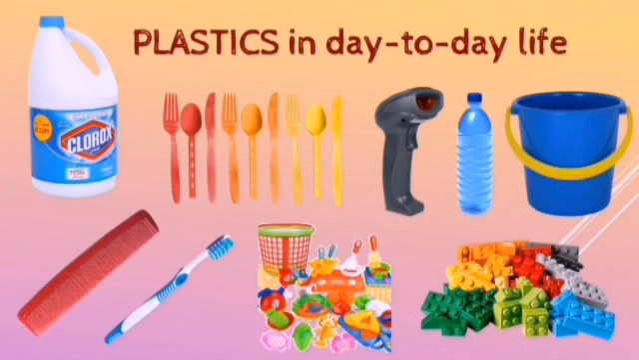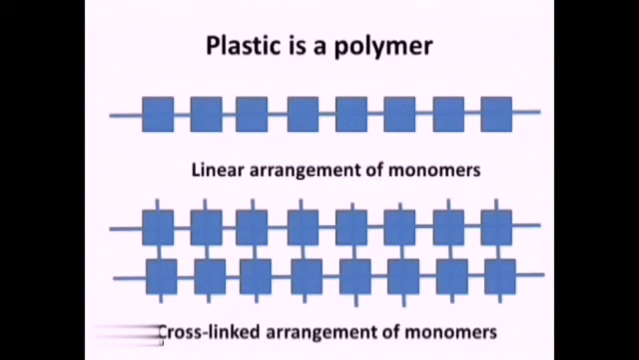There are two types of arrangement of monomer units in plastic. In some plastic, it is linear, whereas in others, the monomers are cross-linked instead of the linear arrangements. Plastics are usually classified into two major categories.